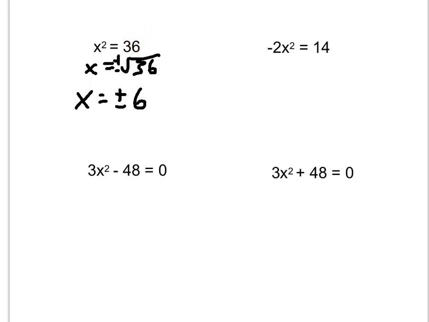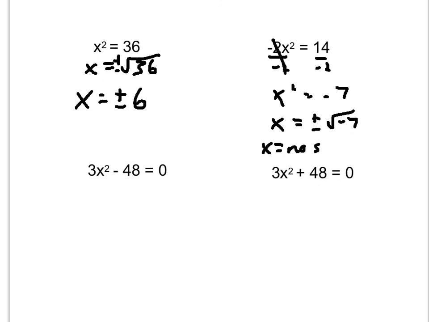So again, when you've got the x squared by itself, you're just going to take the square root of whatever this is. In the second one, we've got to get x squared by itself first, so I'm going to divide by negative 2. These cancel, and I get x squared equals 14 divided by negative 2, which is negative 7. Then I would take the square root of that. So x equals the positive and negative square root of negative 7. So we can say that x equals no solution.